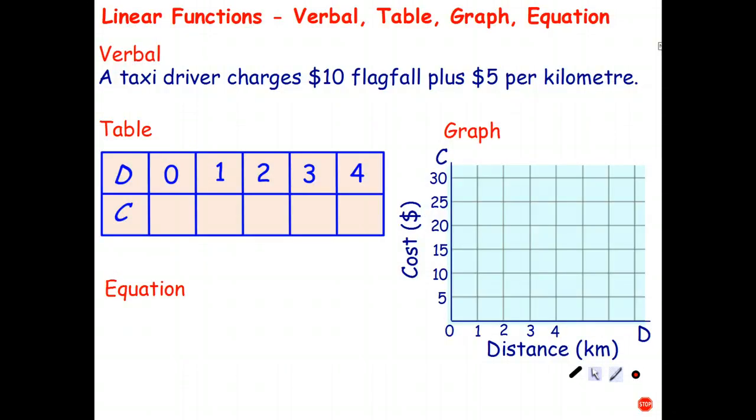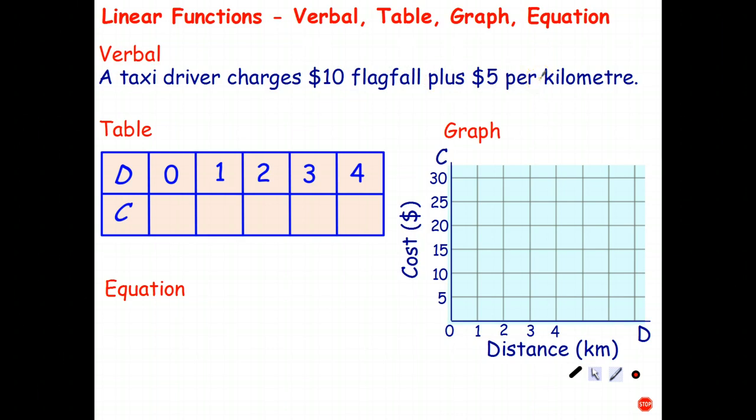Now, this might be the single most important slide in the whole video series. We're going to show you how to represent what's called a linear function 4 different ways. First, verbally, with words, then as a table, then as a graph, and finally as an equation. So verbally, this actually describes the problem. A taxi driver charges $10 flagfall plus $5 per kilometer.